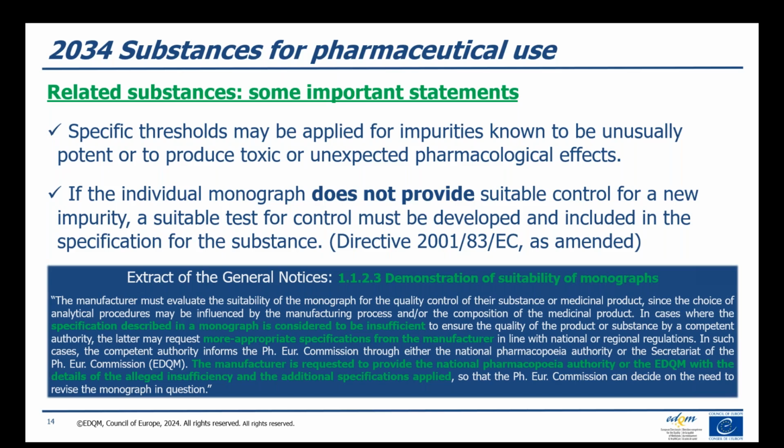If, for example, you produce a substance with a different route of synthesis, and you obtain a different impurity profile, in this case, you first have to check if the method which is described in the monograph is suitable to control these new impurities. And if it's not the case, you have to develop a more appropriate method to control these impurities. And you have also to inform the National Pharmacopoeia Authority and the EDQM. In this case, we will revise the monograph in order to have a monograph which covers all potential impurities.